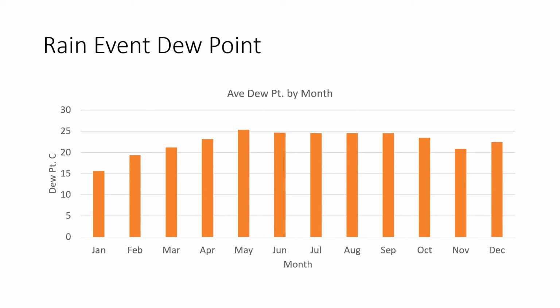Dew points follow a similar trend, a bit drier in the winter months compared to the summer months, but we do see that similar trend where there's not a massive variation in dew point temperatures, but we do see the warmer summer months with slightly higher dew point temperatures.